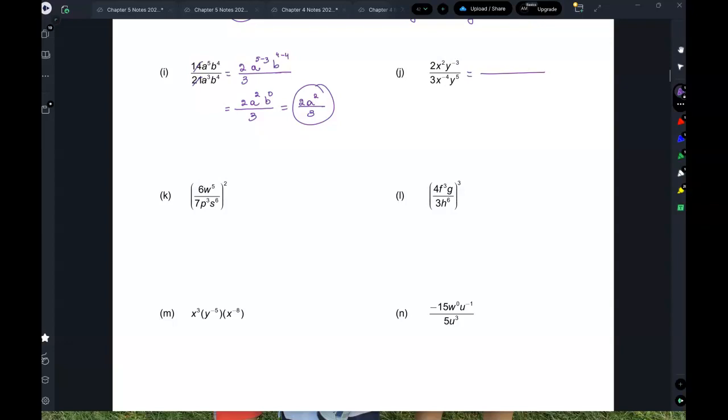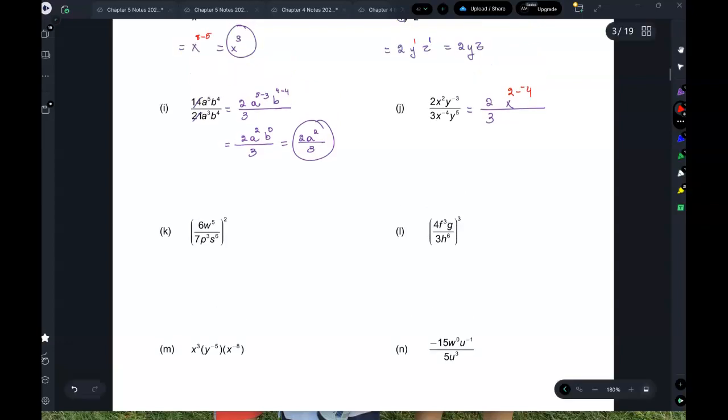The 2 and the 3. Can we do anything about this? No, just copy them over. Just transfer them. So the x's, guys, take a look. This is where it really gets to count. You have to go highest, top minus bottom. So 2 minus, what's the exponent on the bottom? Negative 4. Do you see the repetition of the negatives there? That is so important.